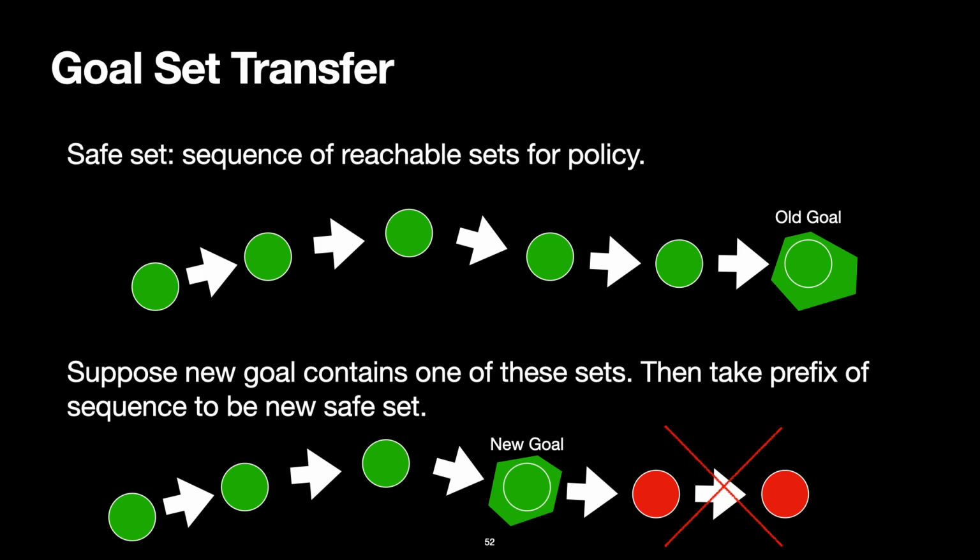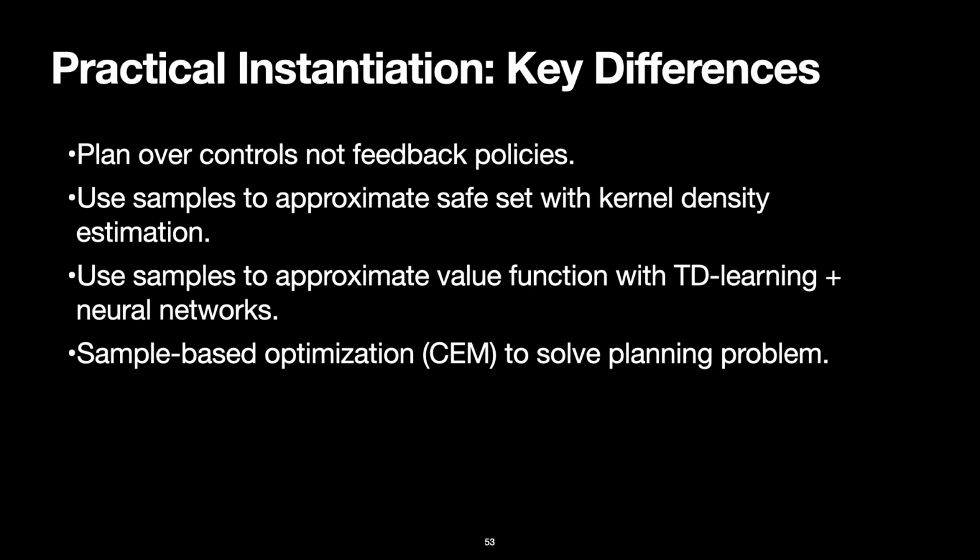This also requires slightly modifying the value function definitions, and further details regarding this procedure can be found in the paper. The theoretically motivated algorithm proposed in this paper has several extremely beneficial properties. However, it involves solving a formidable problem at each time step. We present a practical instantiation of this strategy that uses samples to approximate robust reachable sets and deep function approximation to estimate the cost to go of prior policies. We also plan over open loop control sequences instead of feedback policies and use the cross-entropy method to optimize the objective function.